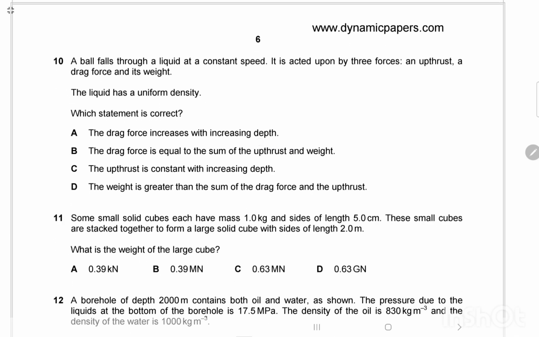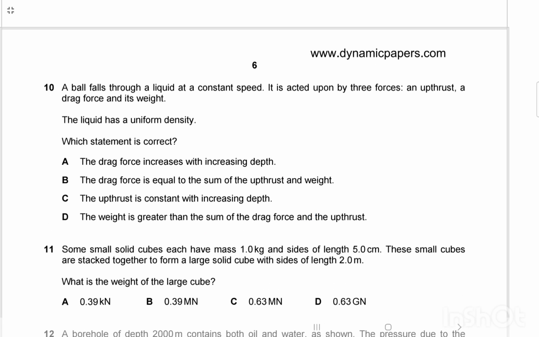Question number 10. A ball falls through a liquid at constant speed. It is acted upon by three forces: an upthrust, drag force, and its weight. The liquid has uniform density. Which statement is correct? So let's draw a diagram for the ball.